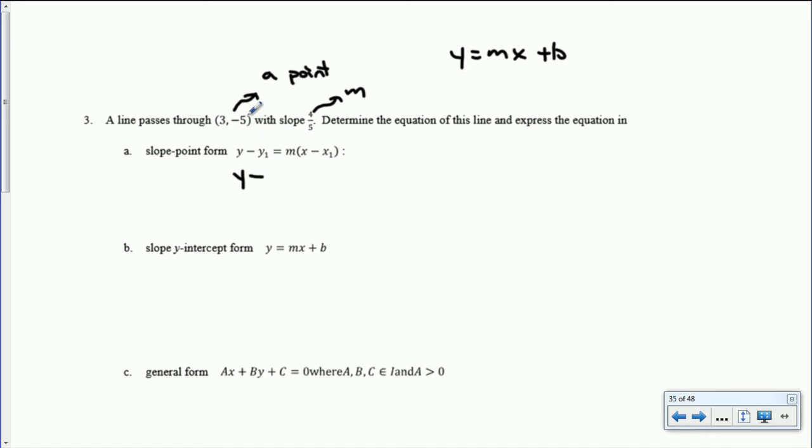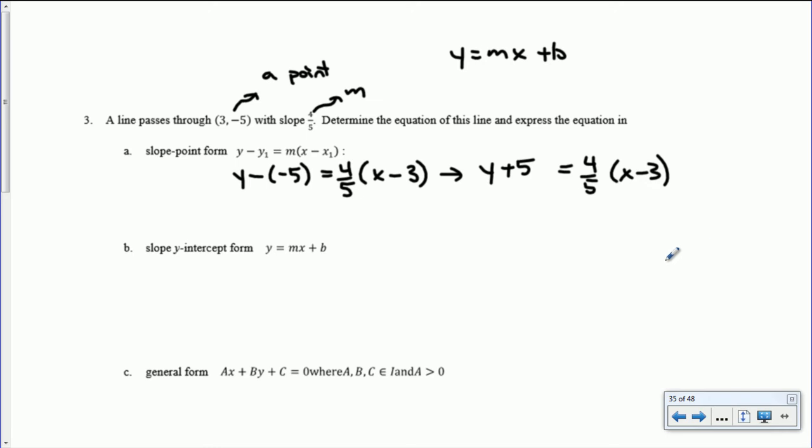So subtract y1, so subtract -5 equals m, which is 4/5. And then x subtract 3. Subtract 3. So that'll give me y plus 5 on the left, 4/5 times (x minus 3). Okay, and we can just leave it at that. So that's slope point form.